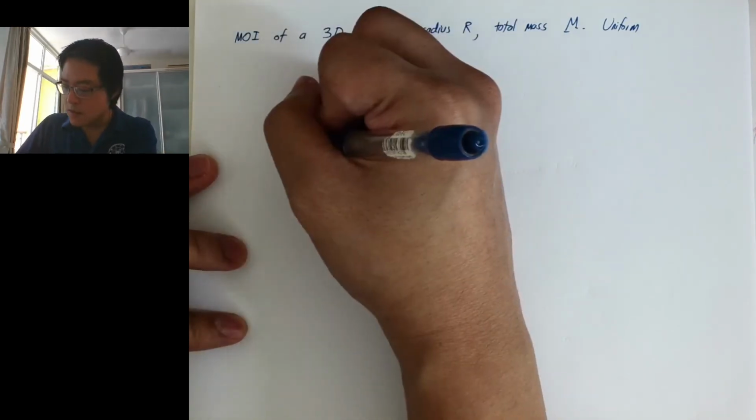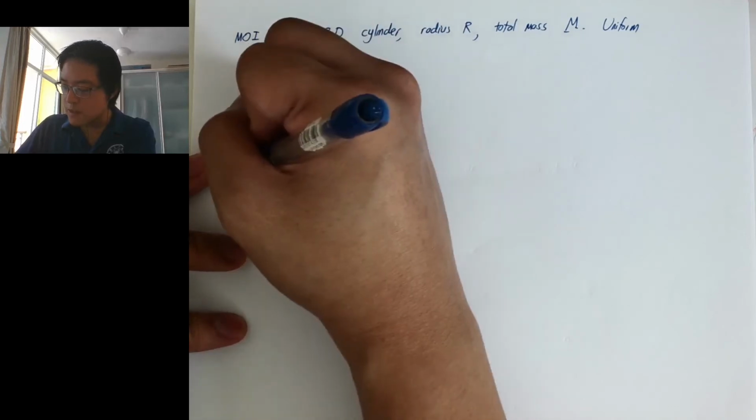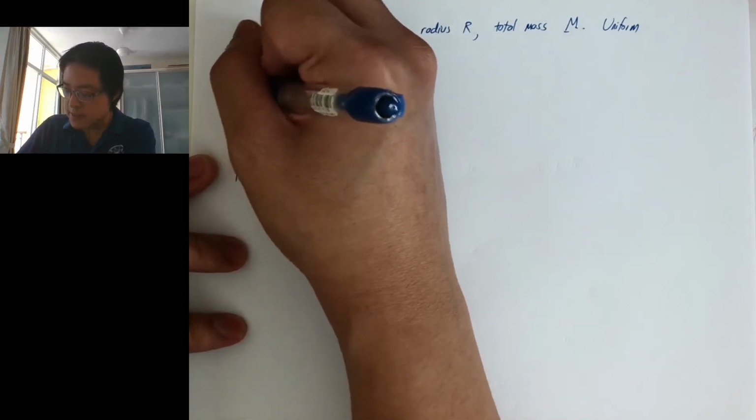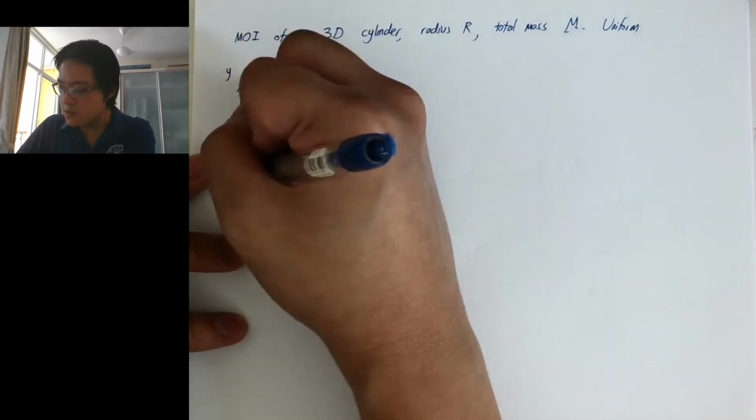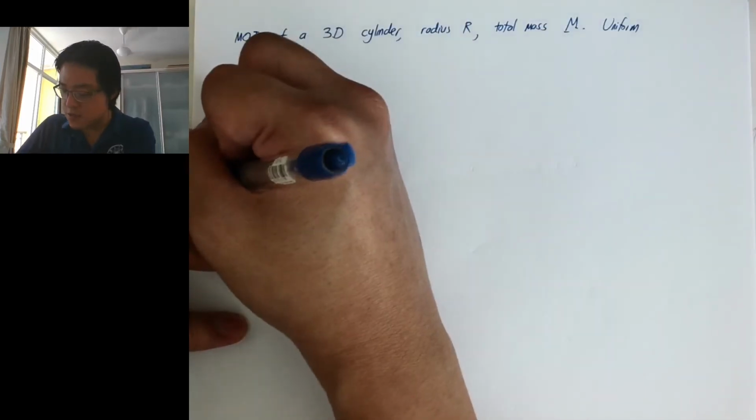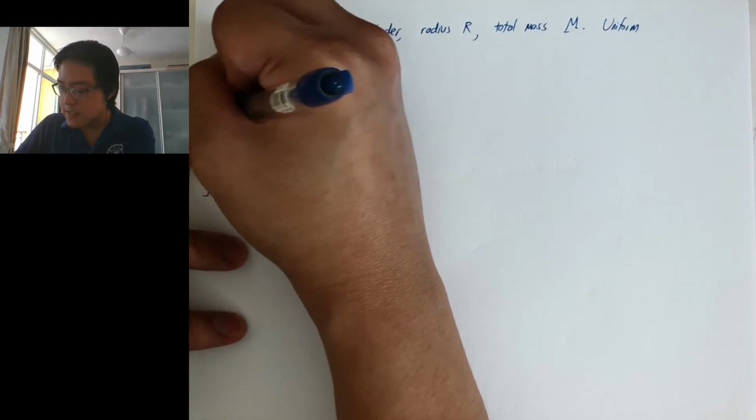So let's put my coordinate system. So this is my y-axis, right? And then, oh, we need to know the height also, right? So let's say the height is h, so y equals 0, y equals h.